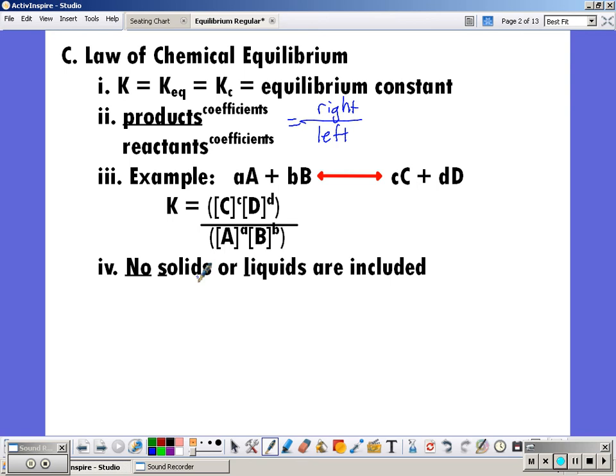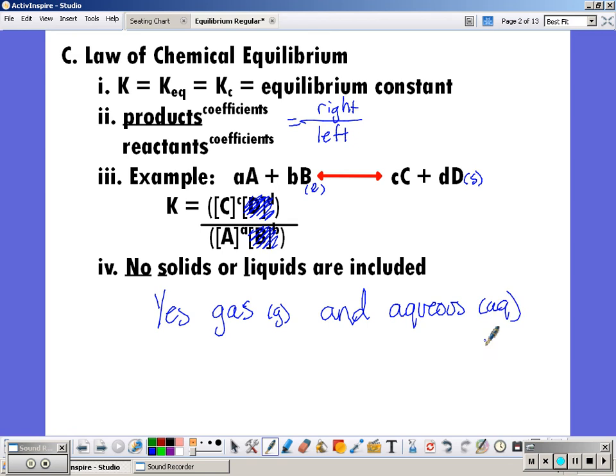Now, we don't include solids or liquids. So let's say D was a solid. D would then be erased from our equilibrium expression. If B was a liquid, we would also erase B because we don't include liquids or solids. So what is included? We do include gases, which we would symbolize by a g, and aqueous things, which is symbolized by aq. So if it is a gas or if it's aqueous, it is included in the equilibrium expression.